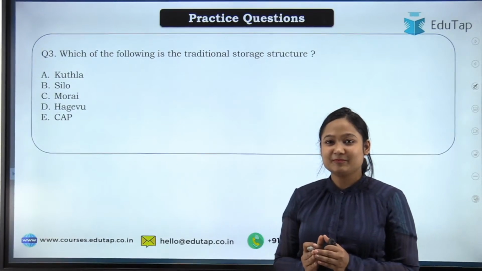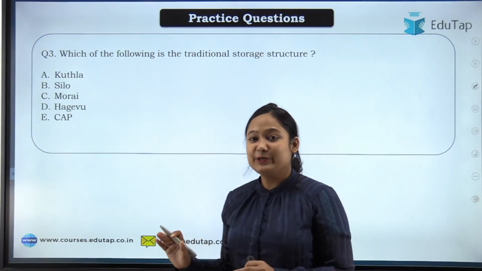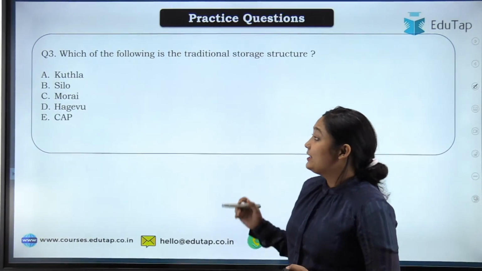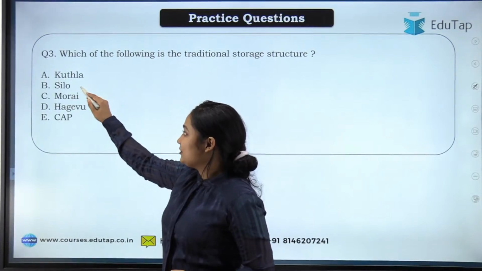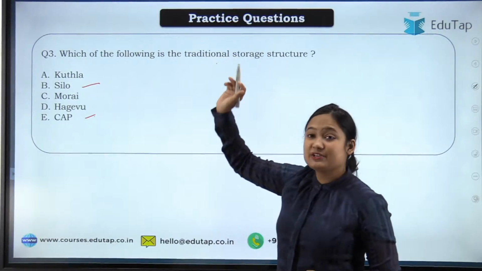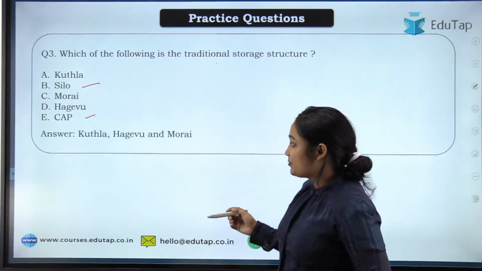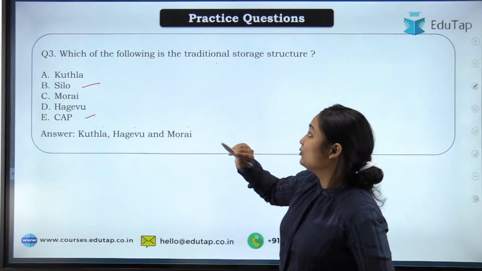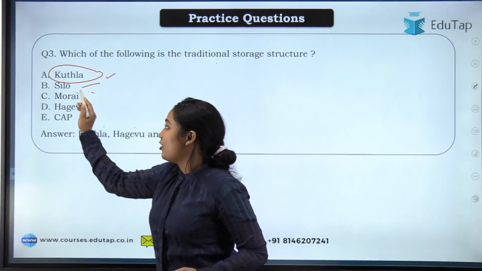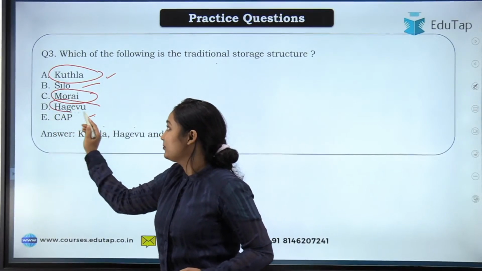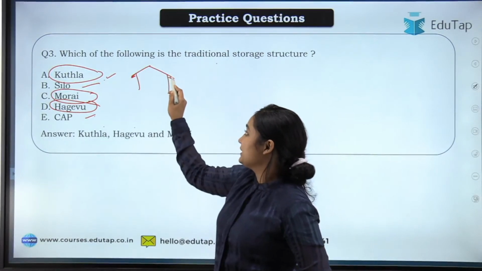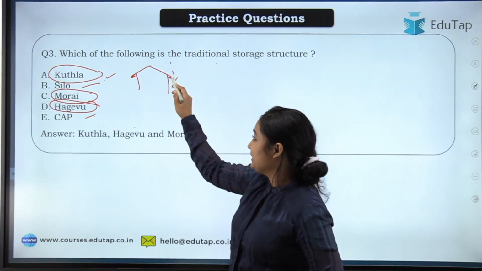So let's see. Students, in this question there is more than one correct answer. If we leave your silo and cap, the others are all your traditional storage structures. The options will be Kutla, Hagebu and Morai. These are all traditional storage structures: option A, option C and option D. Kutla was hut like. इसमें हम थोड़ा सा यहाँ से छोड़ देते हैं ताकि बारिश वगैरह आए तो it won't come here, it will go down.